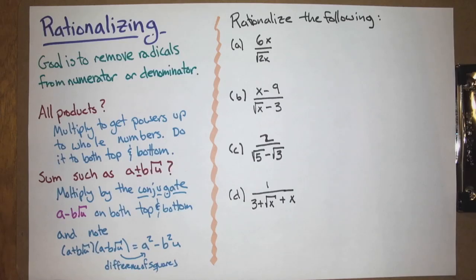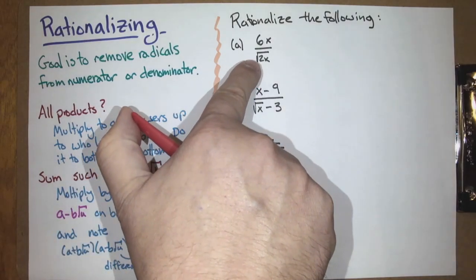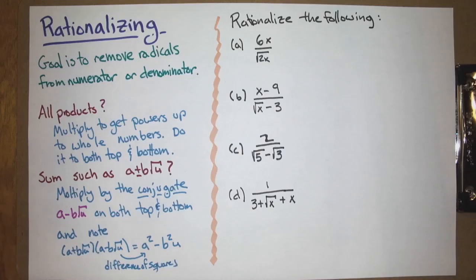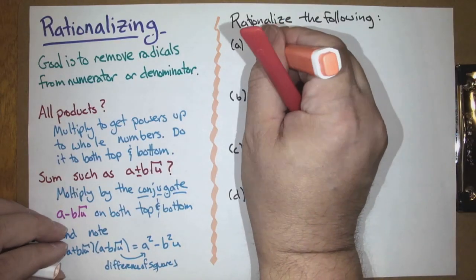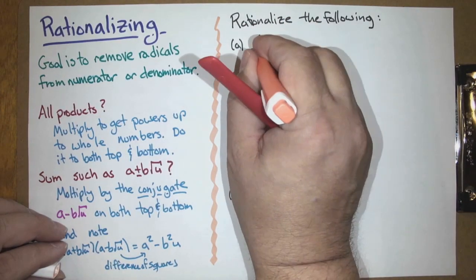Now, there's a couple things that might happen. What if, let's say, we're in the denominator, and there's no addition going on. It's all products. Like, great, perfect. We like that. And we say, okay, multiply to help get our powers up to whole numbers. And we always multiply by 1, because multiplying by 1 doesn't change the expression. So here, you'll notice in our first example, there is a square root symbol. It's downstairs.